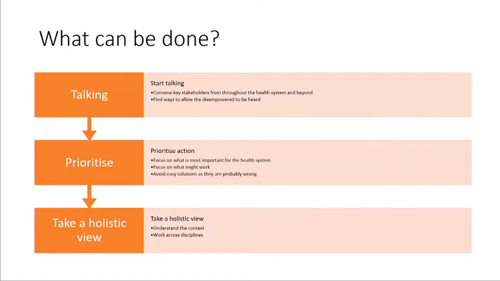And again, to reiterate what Eleanor said, we need to focus on what is most important for the health system, and also on what might work. In an ideal world, we would tackle everything, but there is so much to do here that we need to concentrate on where we can get some wins. And we should avoid too easy solutions, and particularly going back to Eleanor's point about not generalizing, we should be careful about taking ideas just because they've worked in one place, because when we apply them to another, they're probably wrong. And the final point is that we need to take a holistic view.